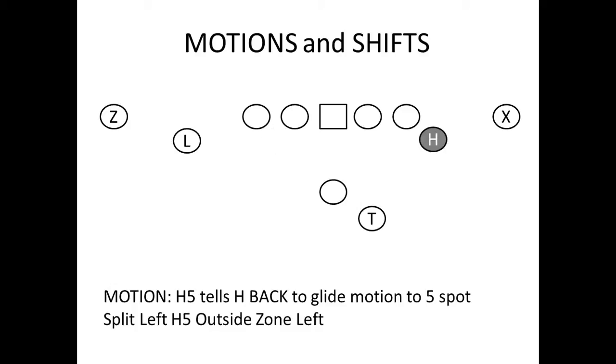Next motion is H5. So the H-back glides in motion to the 5 spot. Split left, H5, outside zone left. So now he's all the way to the hip, outside, and we want to run outside zone.